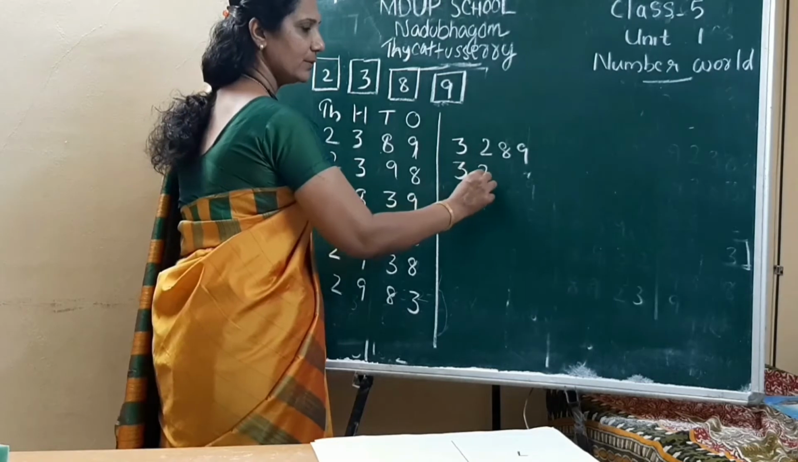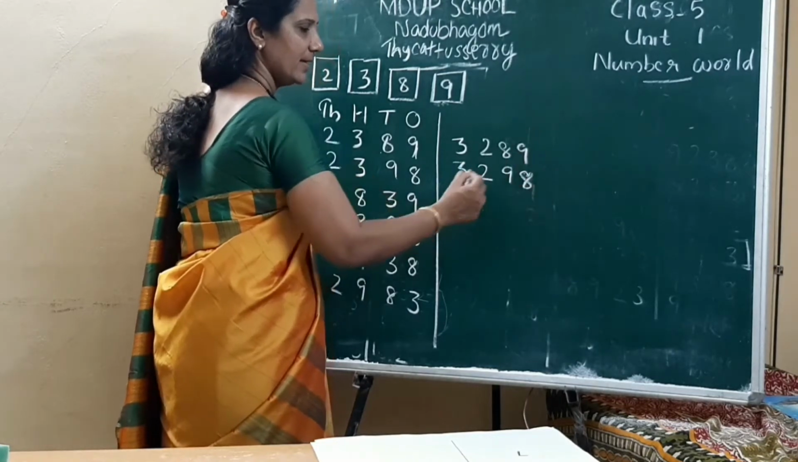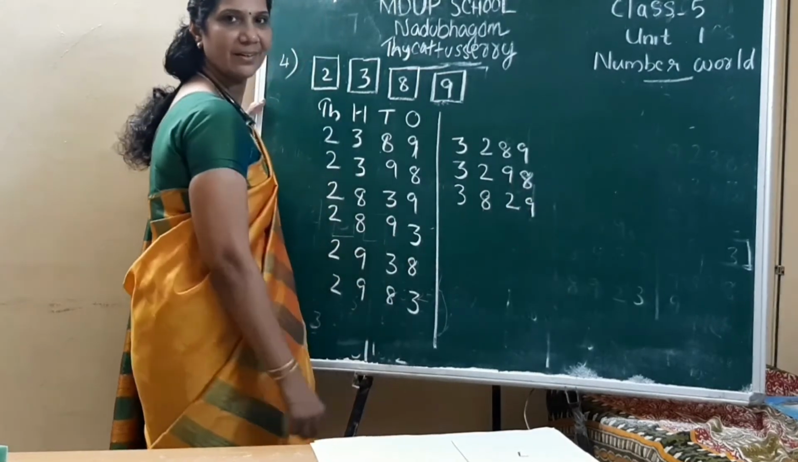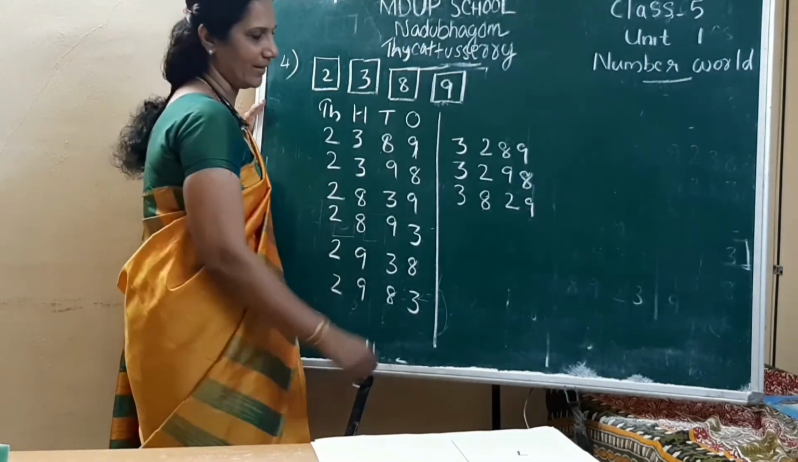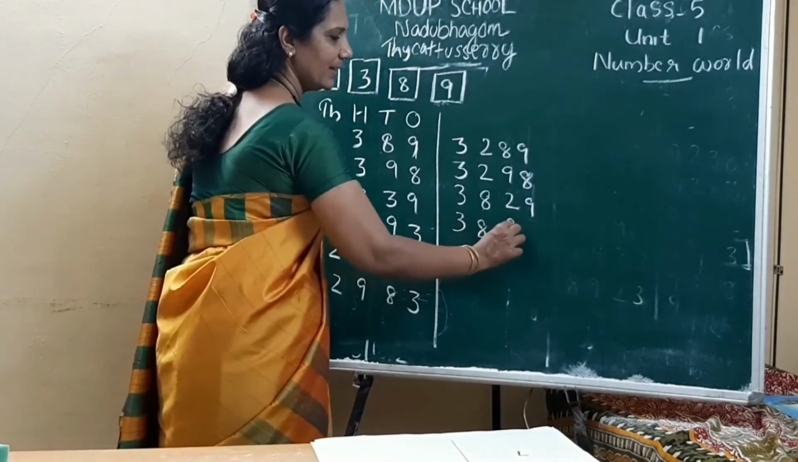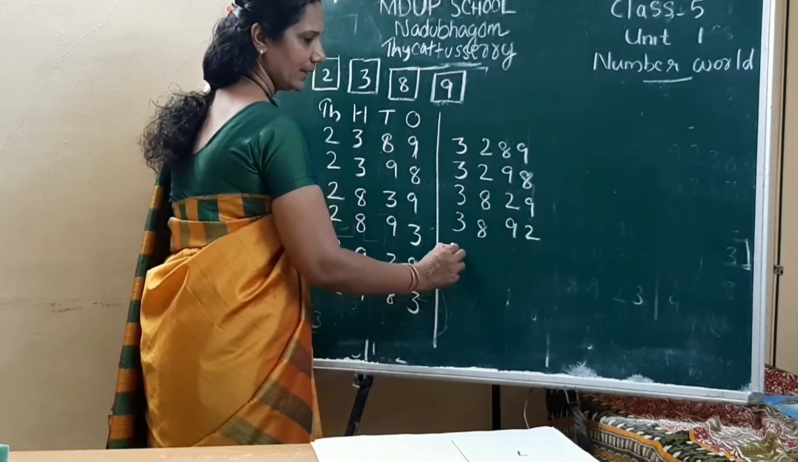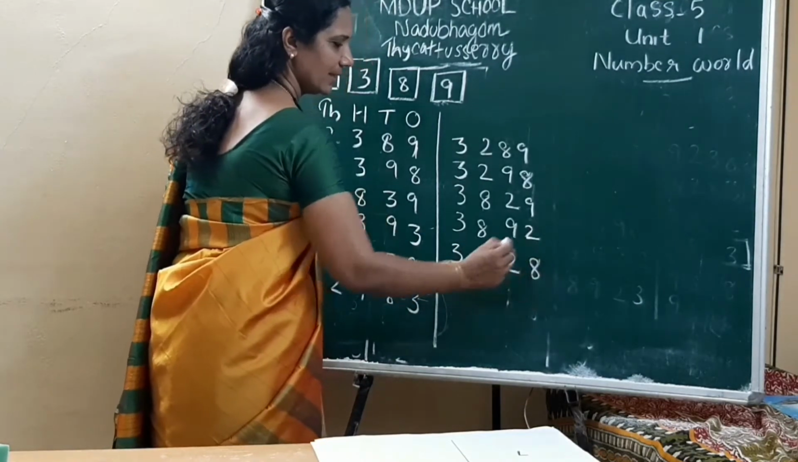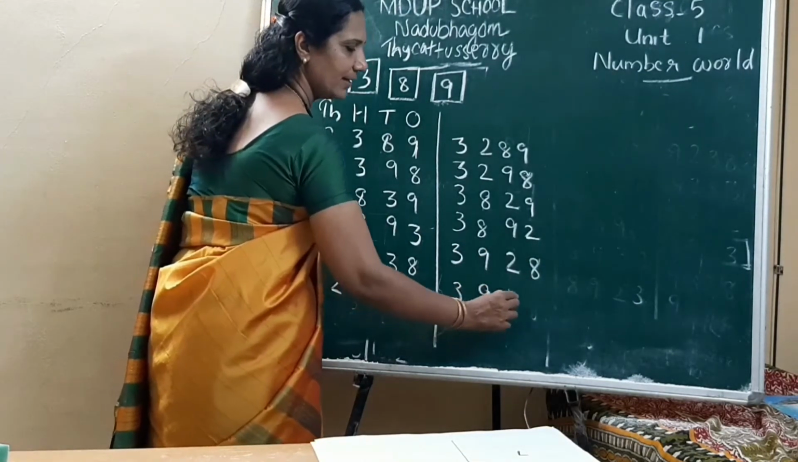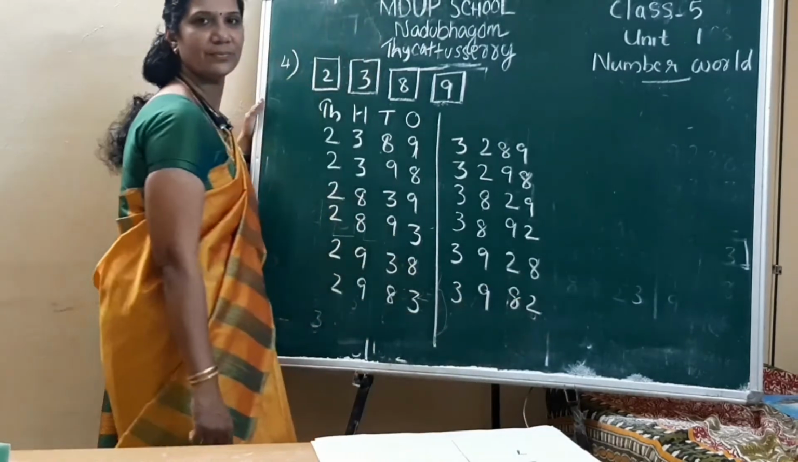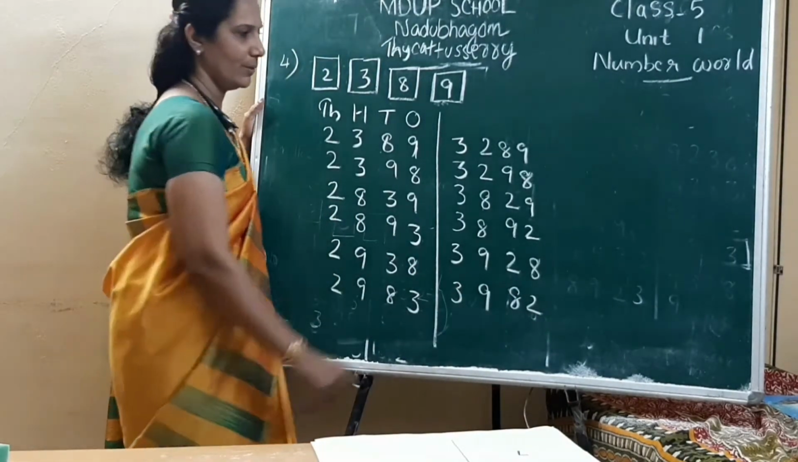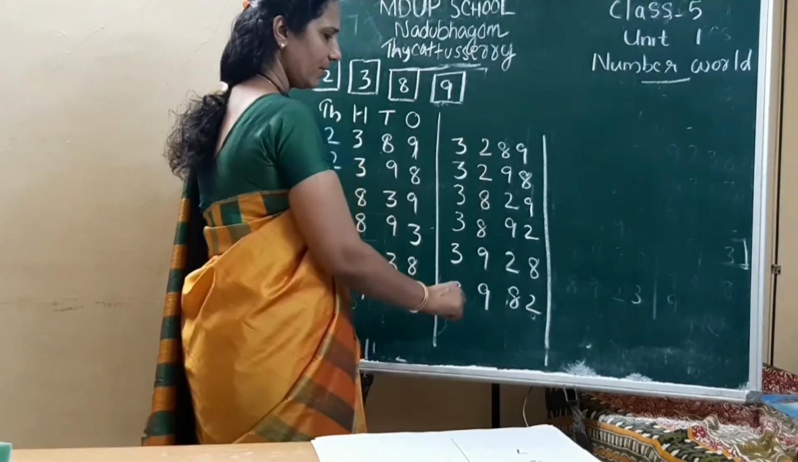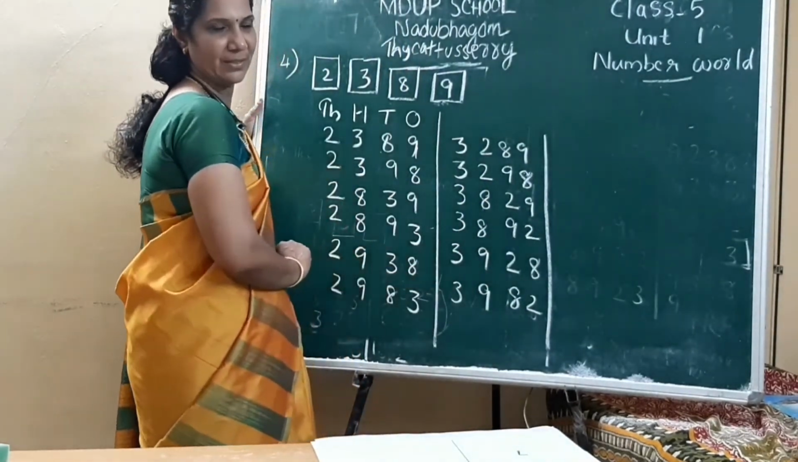3289. Then 3298, then 3829. Can you follow me? Okay, 3892, then 3928, then 3982. Clear, all of you? Okay. Now starting with 3, we have 6 numbers.